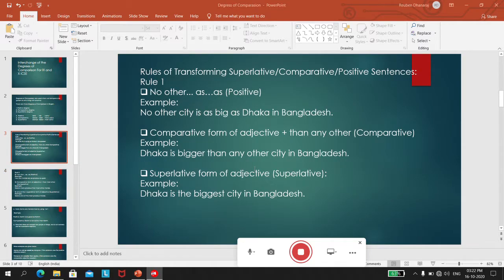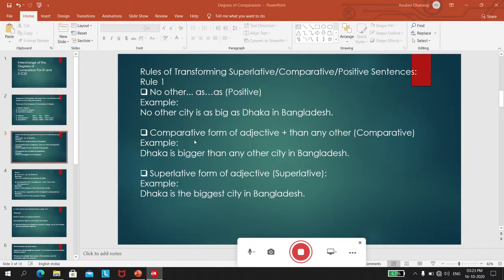So when we're transforming into superlative degree, we use the superlative form of adjective. When you're writing the superlative, the adjective takes the help of an article, that is, the. Dhaka is the biggest city in Bangladesh. So now you understood rule number 1. It says: no other city is as big as Dhaka. So the rule says no other, and as, you use it in positive. That's compulsory. That is the formation of the rule.